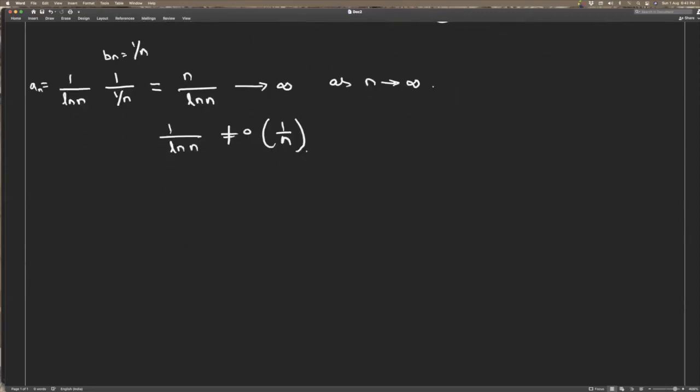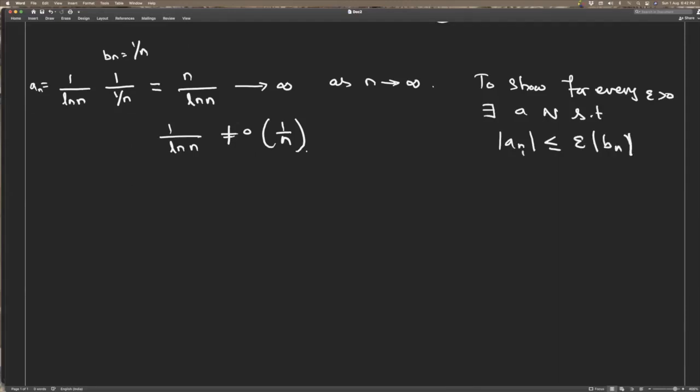Let's try to prove it rigorously by cross-checking the definition. Remember, we have to show that for every epsilon greater than 0, there exists an N such that, of course positive, an should be less than or equal to epsilon times bn. What is an? An is 1 by log n. And what is bn? Bn is 1 by n.